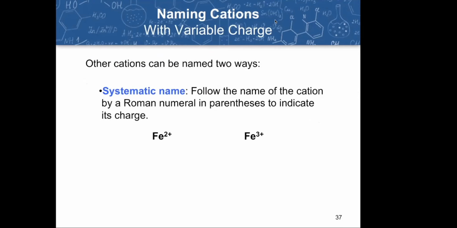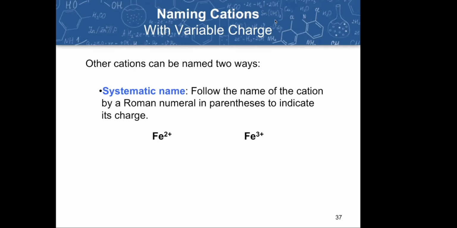While those cations with variable charges, ano ba yung mga cations na may variable charges? Cations belonging to the transition elements. Again, these are the transition metals, yung nasa parang bridge ng periodic table, yung nasa gitna. So we call them as transition elements. So these transition elements, they have varied charges. Meron dyan example, ang iron, ang charge na positive 2 at saka positive 3. So how do we name such cations?